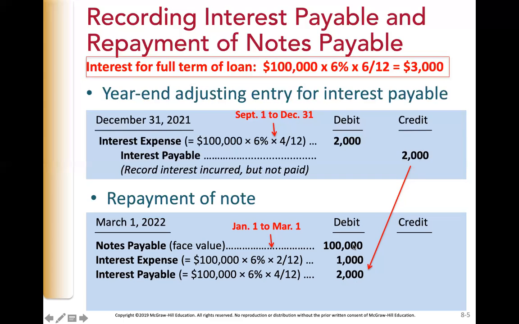So we've paid off the note. We have recorded our additional interest expense. We have gotten rid of our payable. So we record cash for the payment of $103,000. The face value of the note plus the entire interest expense that we're going to be paying back.